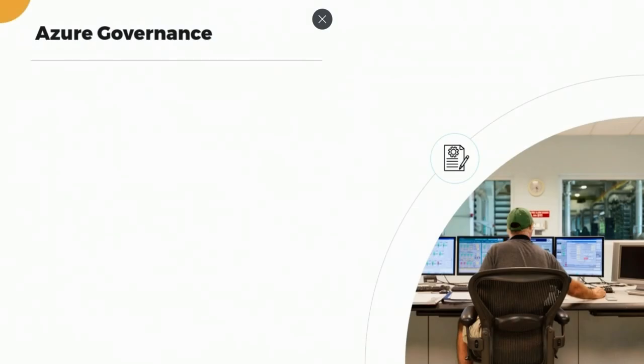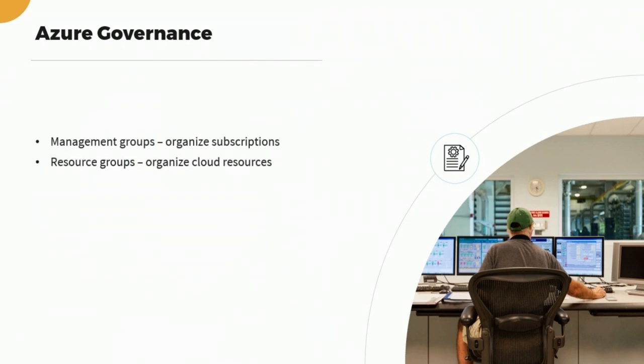One aspect of Microsoft Azure cloud governance relates to the use of management groups to organize subscriptions and the use of resource groups to organize individual cloud resources. When we say cloud resources, we're talking about things like virtual machines or storage accounts, web apps, function apps, any type of object that you can create in the Azure cloud. Let's start with management groups.